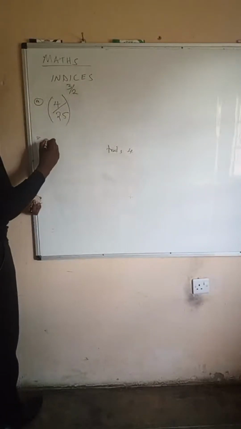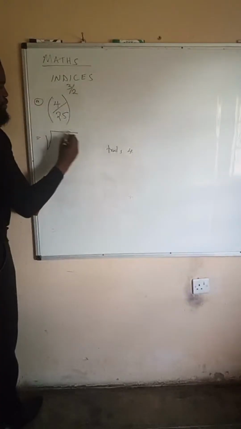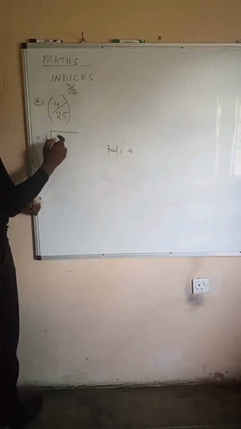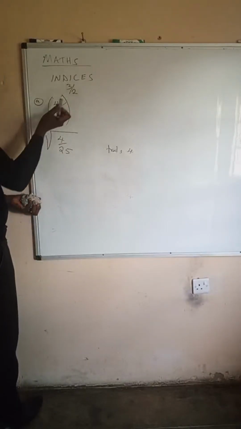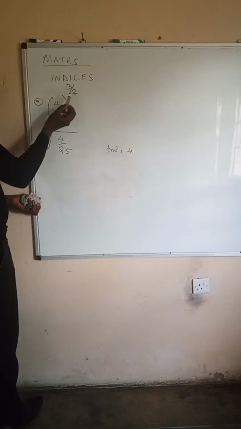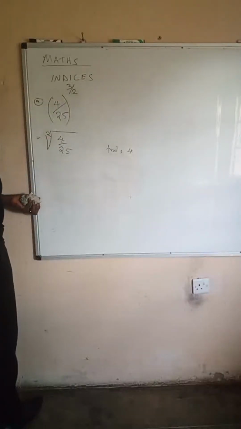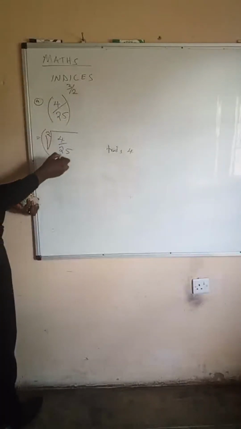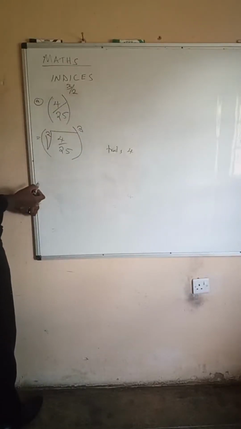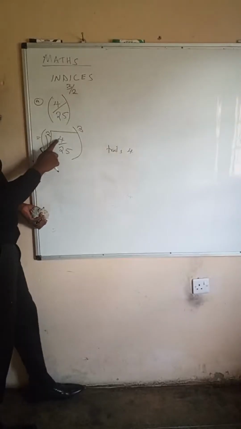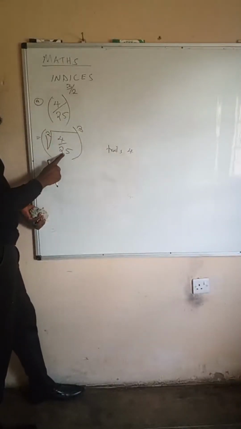So I said the first thing you do is put a square root. Then this 4 over 25, you bring it here like this. And the number down, you bring it in front like this. Okay? Then you put brackets. The number on top is 3, so you also bring it on top as a power 3. So you start doing the trial for 4 and the trial for 25.